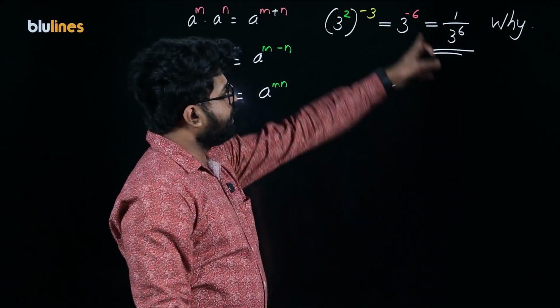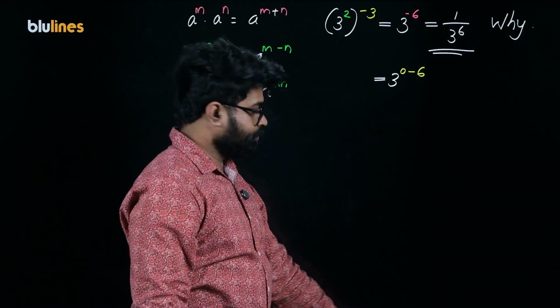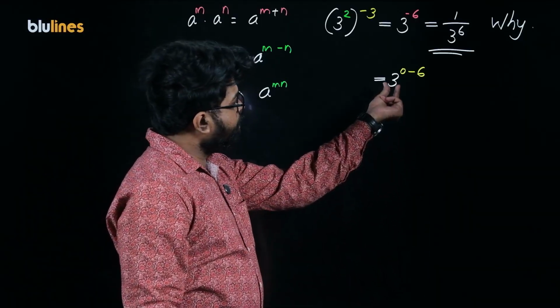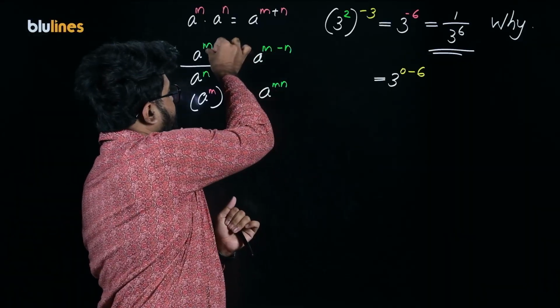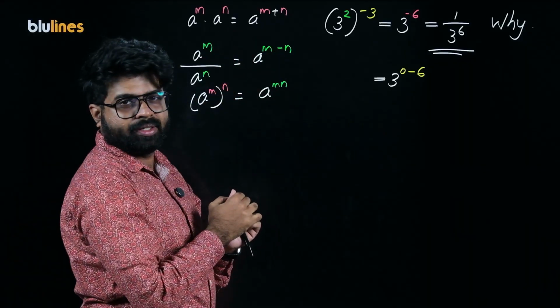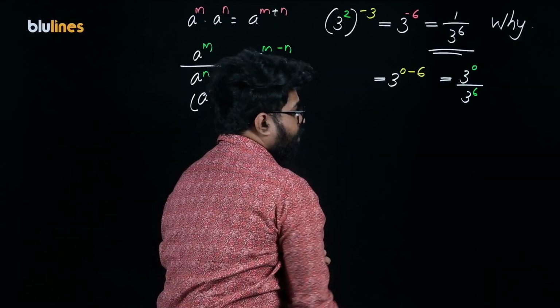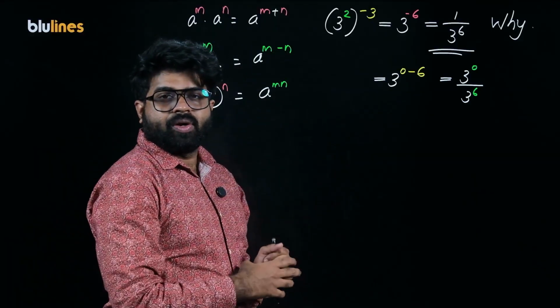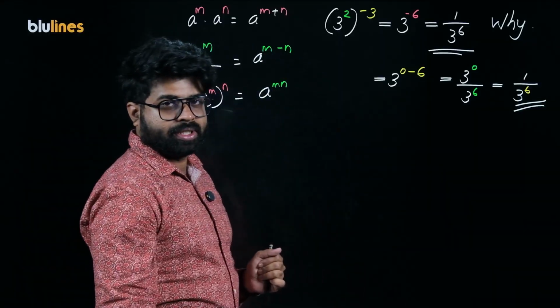Because we know that 3^(-6) is nothing but 3^(0-6). Now, this is of the form a^(m-n), and a^(m-n) can be expressed as a^m by a^n. So, this can be expressed as 3^0 divided by 3^6. Now, we know that 3^0 is equal to 1. So, our answer will be 1 by 3^6.